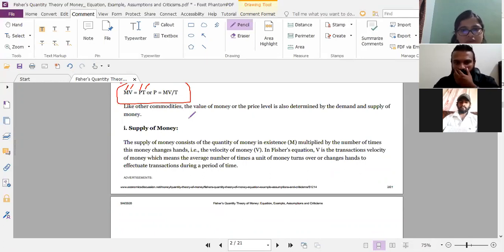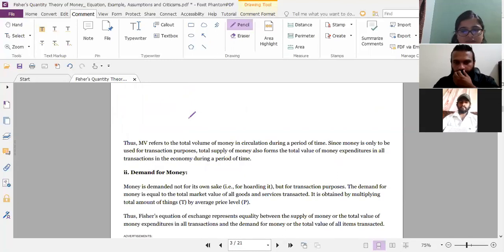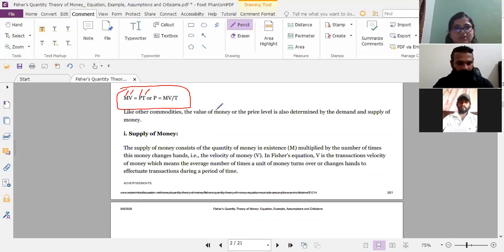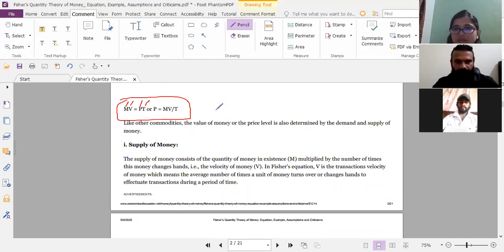Like other commodities, the value of money. We are basically trying to find out how the value of money changes, or how the price level changes, with the change in the supply of money, right? So as with any other commodity, the value of money will be decided according to the supply of money and the demand for money, right?